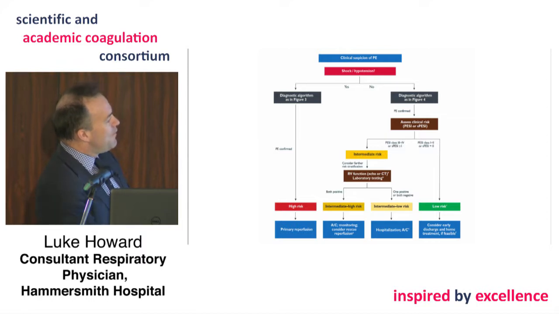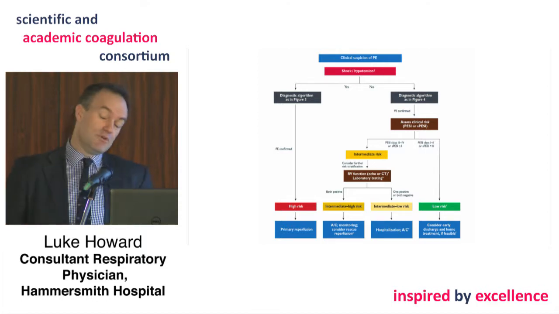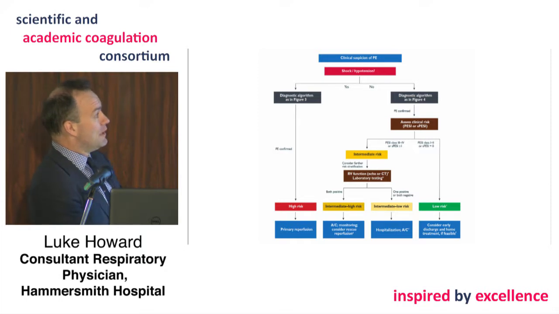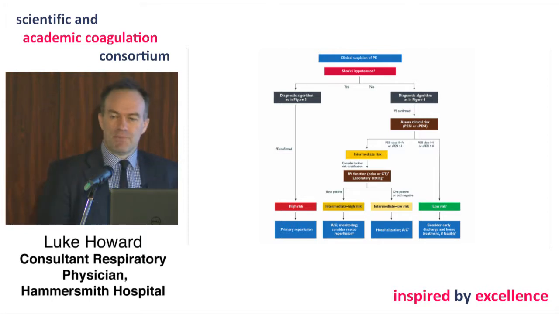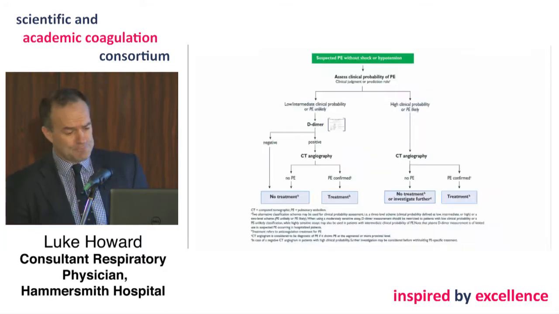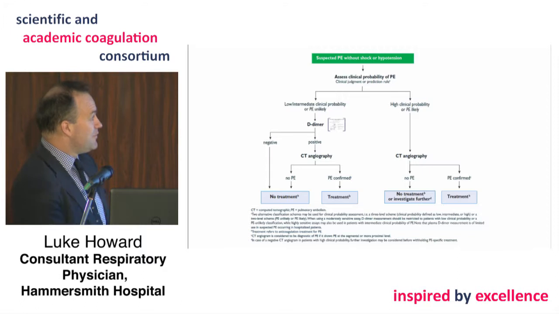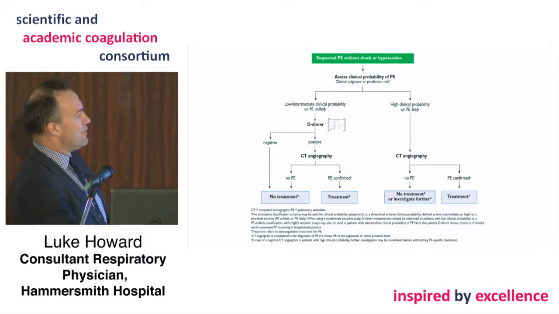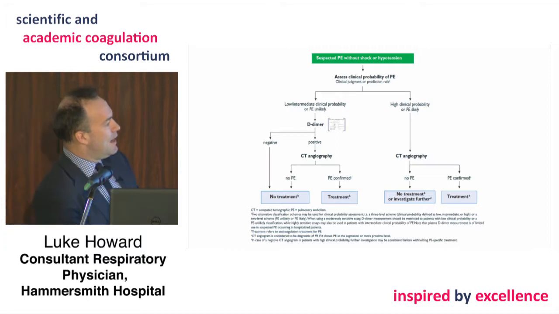So if we focus really on the right-hand side of the algorithm here, we're talking about the patient who is coming through the front door with a clinical suspicion of pulmonary embolism, who's not shocked, and rather than making an empirical diagnosis and thrombolyzing, we need to make a proper diagnosis and then go on and treat appropriately. So this is the sub-algorithm for suspected PE without shock or hypotension.